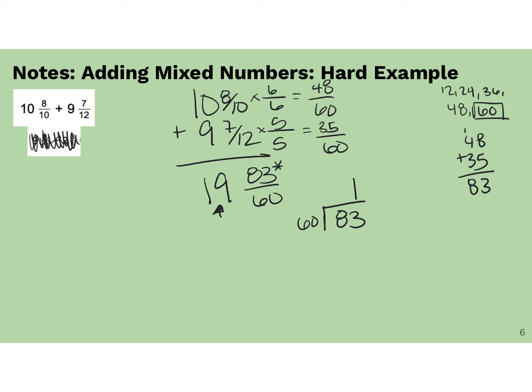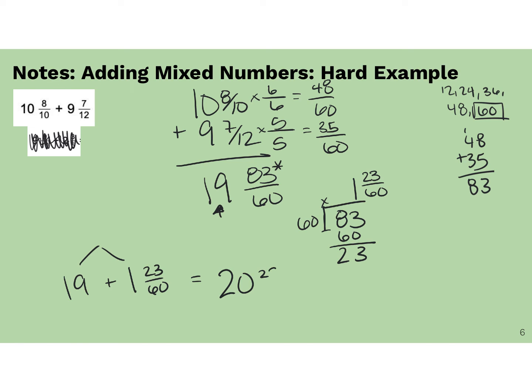60 goes into 83 once. When I multiply, I get 60. I'm going to subtract, and I get 23, and I turn this into a fraction. 23 over 60. So now I have 19 plus 1 and 23 over 60. So I'm just going to combine my whole numbers. So instead of 19, I have 20 and 23 over 60. So that is our final answer.